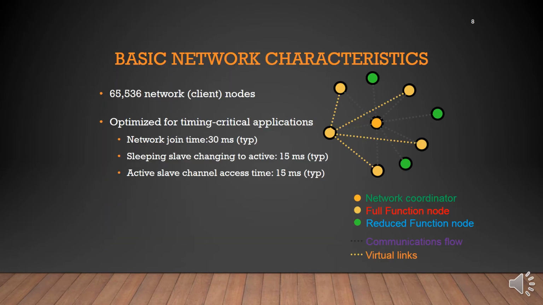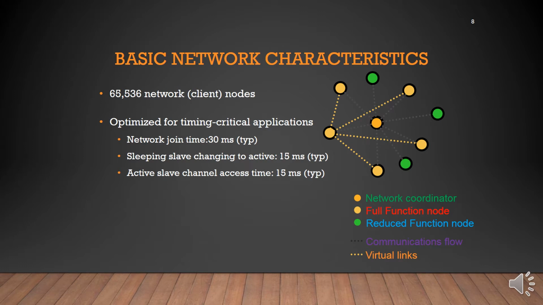Basic network characteristics: 2 power 16, that is 65,536 network nodes. It can support timing-critical applications. Network join time is 30 minutes, that is typical. Sleeping slave changing to active is 15 minutes. Active slave channel access time is 15 minutes. Then the network coordinator.